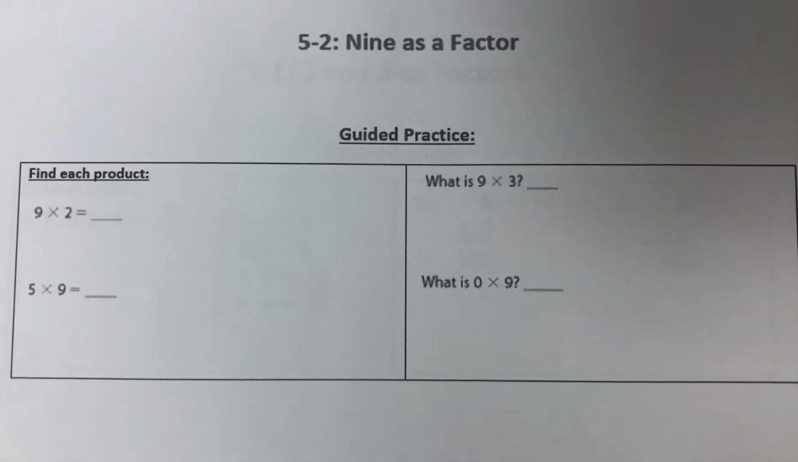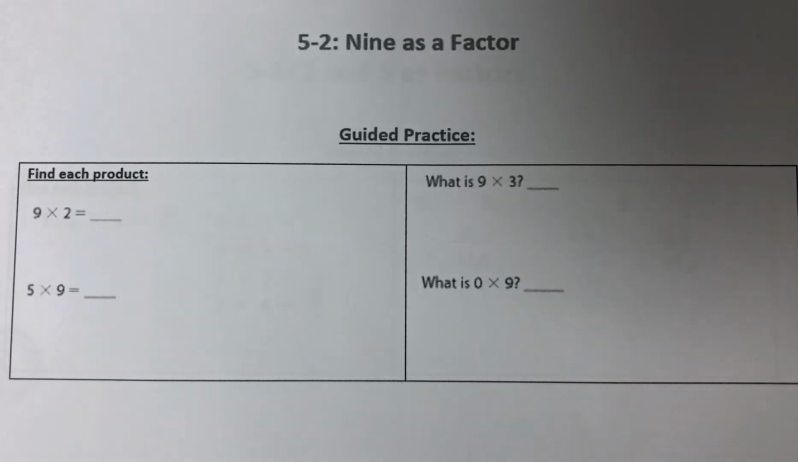All right, so this is lesson 5-2, 9 as a factor. And in this lesson, we're going to be looking at multiplication equations that have a 9 as one of the factors. And there's a neat little trick that we can use, which is called the 9's trick. Anytime we're multiplying by 9, we're going to focus our attention on the other factor.